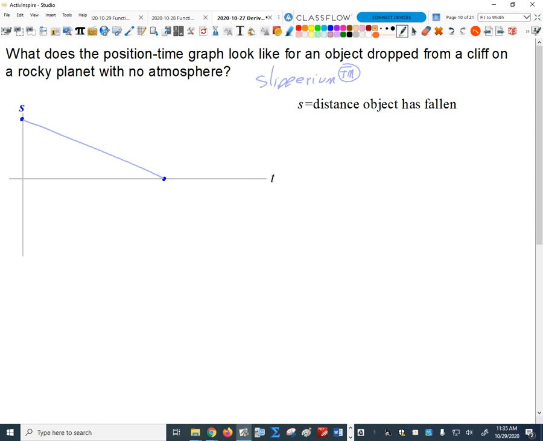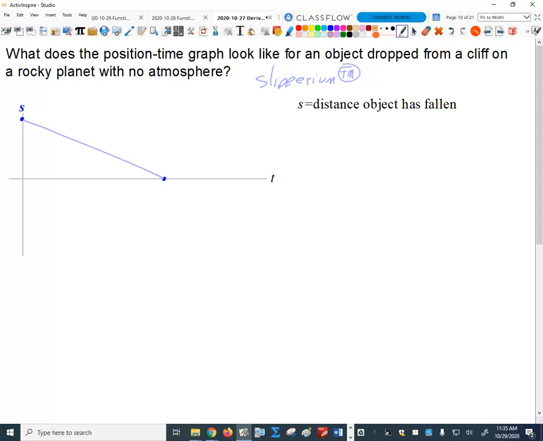So we drop this thing and it falls for 4 seconds off this building. After 2 seconds, do you think it's gone half the way to the ground? Yes or no? Give me thumbs up, thumbs down. Thumbs down, yeah. Because when is it going to be traveling the fastest? At the start or the end of its journey? Okay, I'm seeing at the end, right?